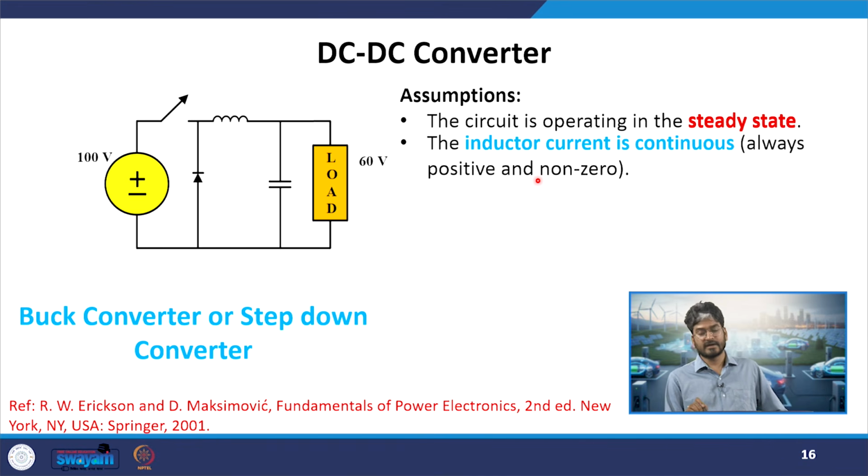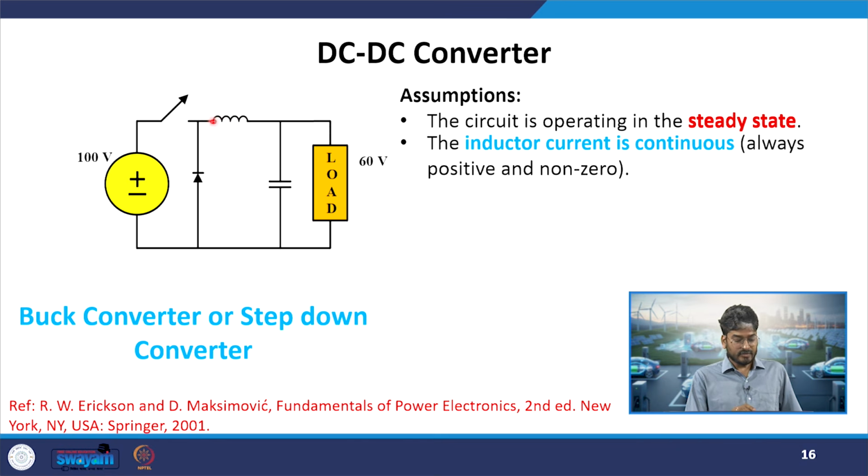First is inductor current is continuous. Okay. So, what is the meaning of inductor current being continuous? When we go ahead with this lecture, we will see that we will have two different modes of operation for this converter. When this inductor current is continuous, that is it is either positive or non-zero. Okay. So, it will always be a non-zero value. If it is 0 for finite time, then we say that the current is discontinuous.